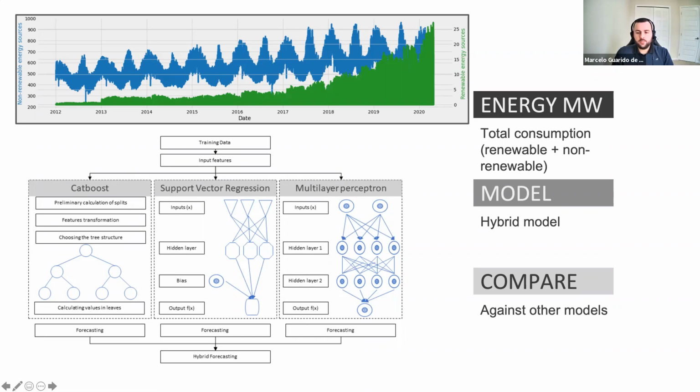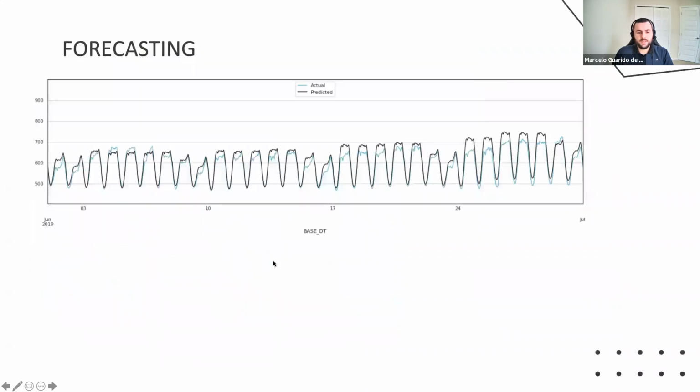And what they do in the paper, they compare against other methods or other models that are not hybrid. Those are the results that they got for the forecasting. The blue one is the actual value for June 2019. And the black one is the predictions using this hybrid model. It's quite precise. There is this weird effect of overestimating by the end of the month. Apparently, the amplitude is increasing over time, but that's something that they need to look at.